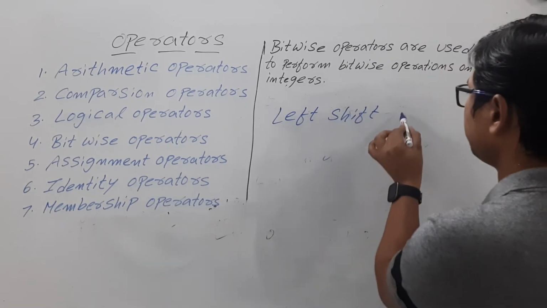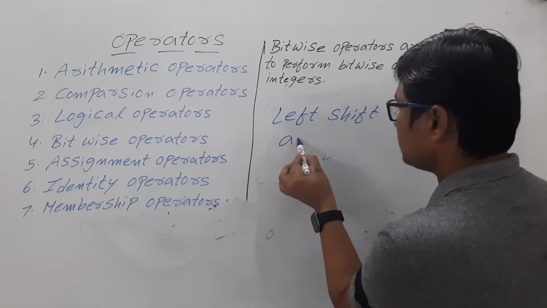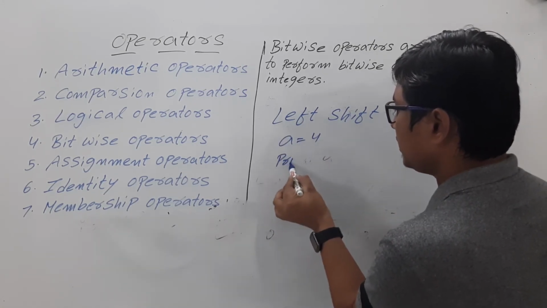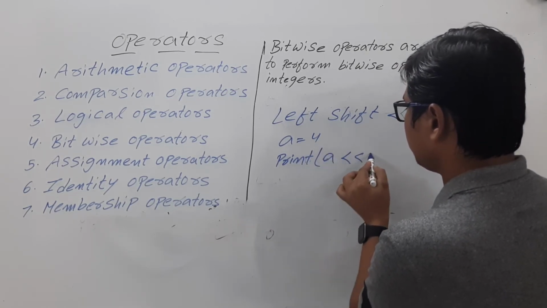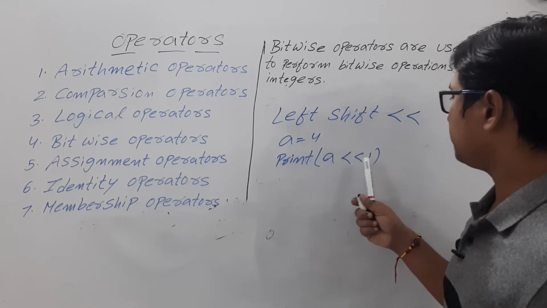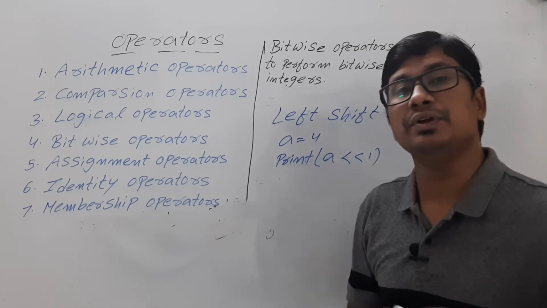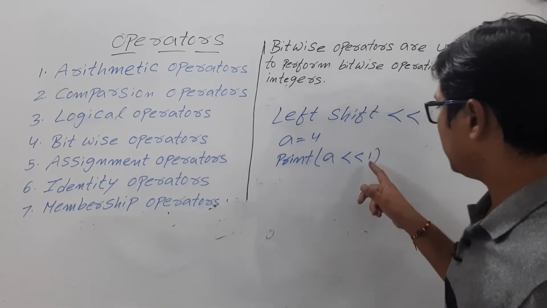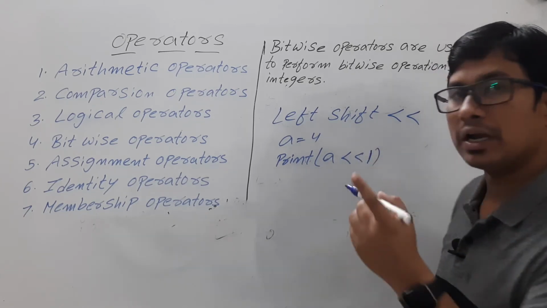Left shift will be represented like this. Now let me take it. A value is equal to 4. If I write print a left shift by 1, again it is in the form of a left shift operator and then b, where b represents how many bits we have to perform left shift. Here the b value is 1, so we need to perform left shift by 1 bit.